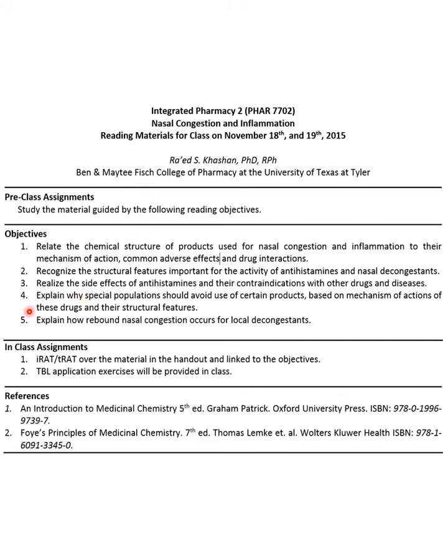which actually is objective number 4 here. Why certain populations, like when we talk about elderly and children, should avoid the antihistamine, and for the decongestants we should be cautioned to provide a decongestant to the elderly because of the chance that they might have high blood pressure, and then by giving them decongestants we are going to increase their blood pressure. All these concepts will be covered in the materials. I'm just reviewing them. And then finally, I want you to be able to explain how the rebound nasal congestion occurs by using the local decongestants. Okay.